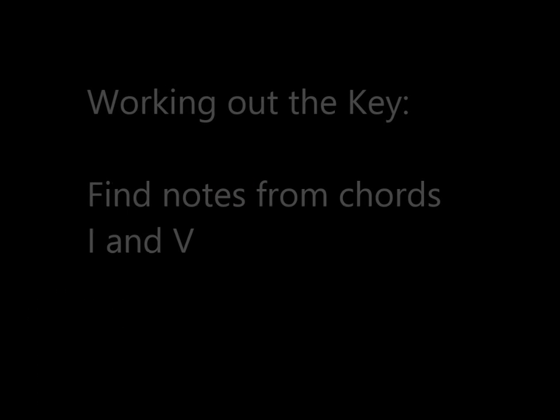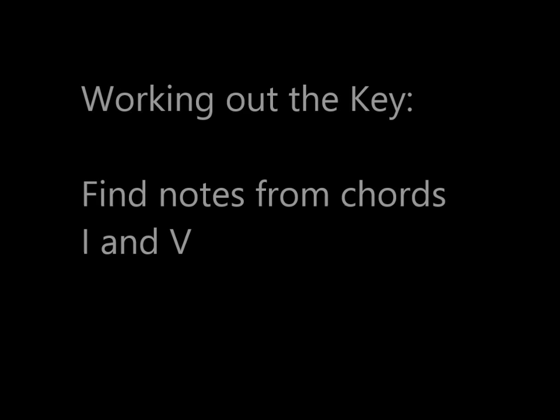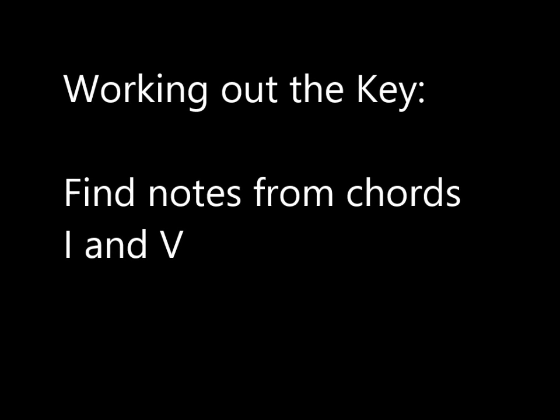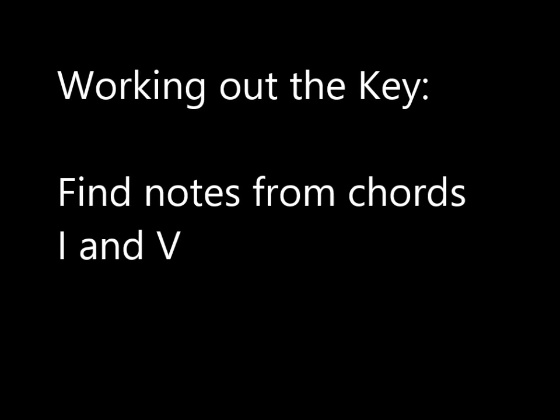Finally, let's look at how we work out the key of a piece of music. The key of a piece of music is fixed by a harmony based on chords 1 and chords 5. That means that the melody notes need to fit with those 2 chords. Not all of the notes in the melody will be ones that we need to look at. It's the notes that are on the strong beats of the bar which are more important.